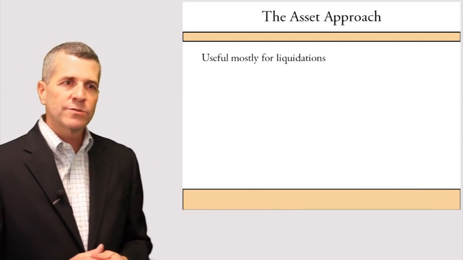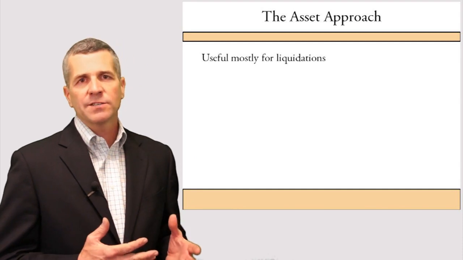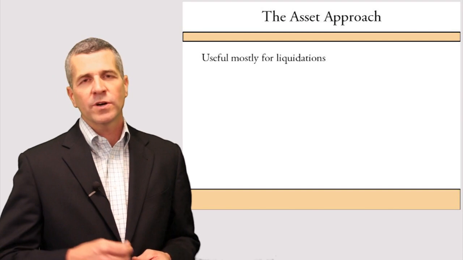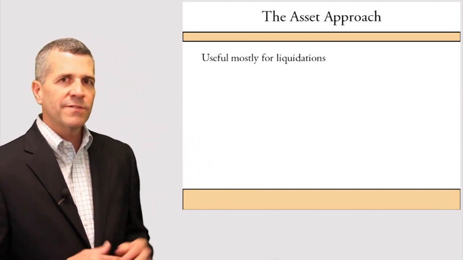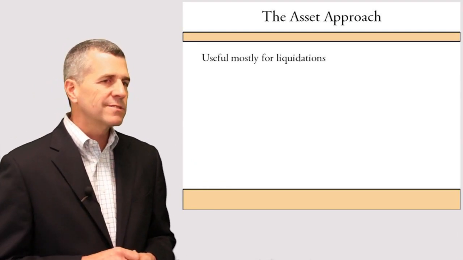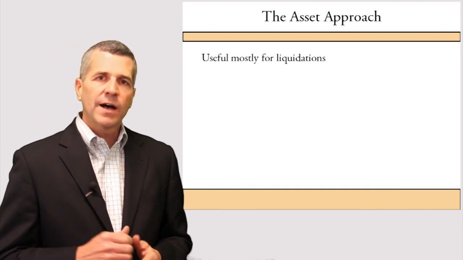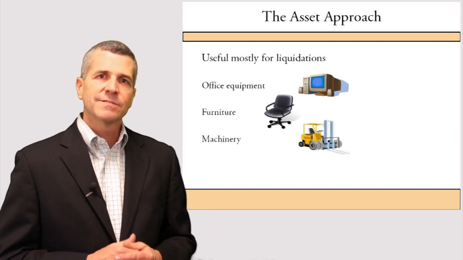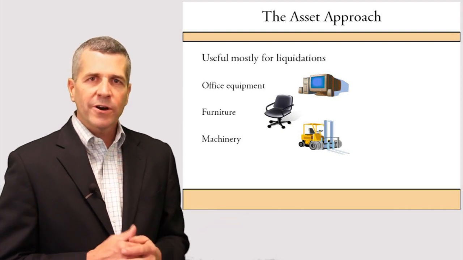Here in the asset approach, what we do is we add up the value of each asset separately. And it's the market value, not the book value, of those assets that counts. So what can we resell each of these assets for separately in the marketplace? What you're going to find is that the asset approach is most useful in liquidations, and I'll explain that to you at the end of this slide. What we do is we look at the value of the office equipment, the furniture, the machinery, and any other assets that the company has. We go through and look for a ready third-party market for each of those.